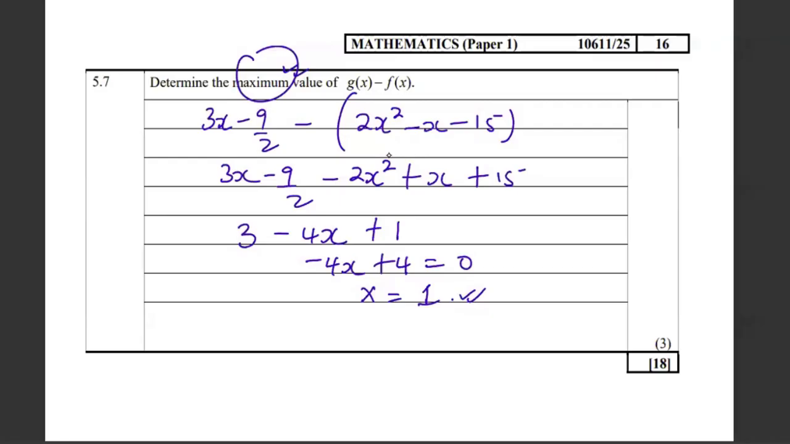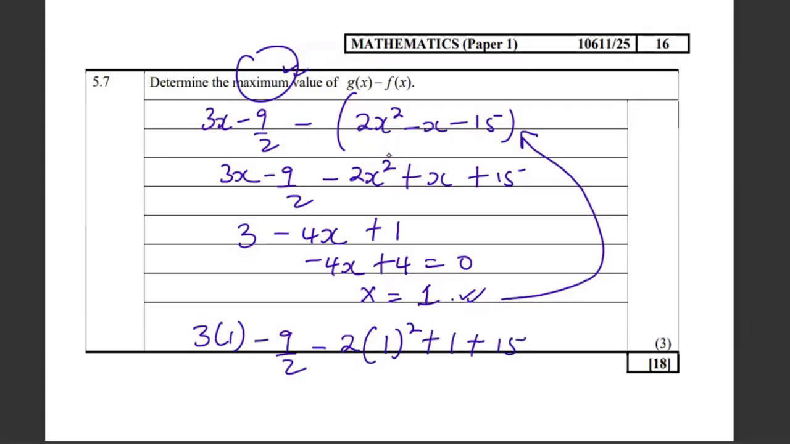Then let me just substitute this one back into that expression and see what I end up with. So it's going to be 3 times 1 minus 9 over 2 minus, we have, but why should I use a bracket when I opened? All right, so we're saying 2 times 1 squared plus 1 plus a 15. Okay, so I'm getting something like 12,5. That's the maximum. Okay, the maximum is 12,5. All right, so that is what I would have obtained for that particular question.